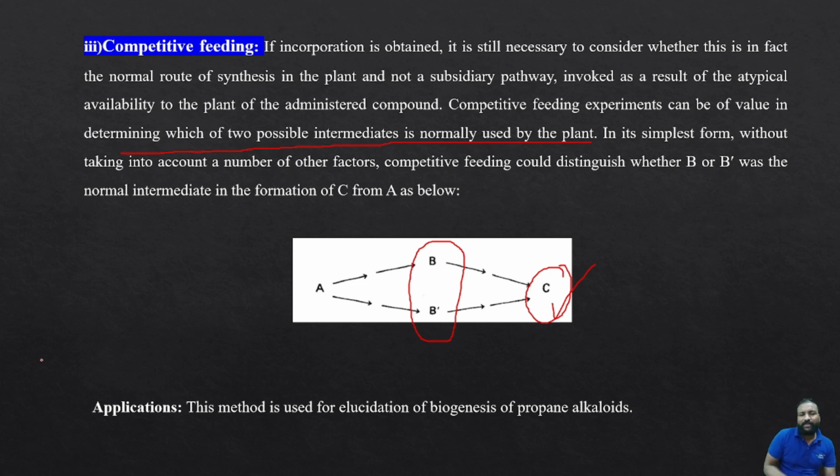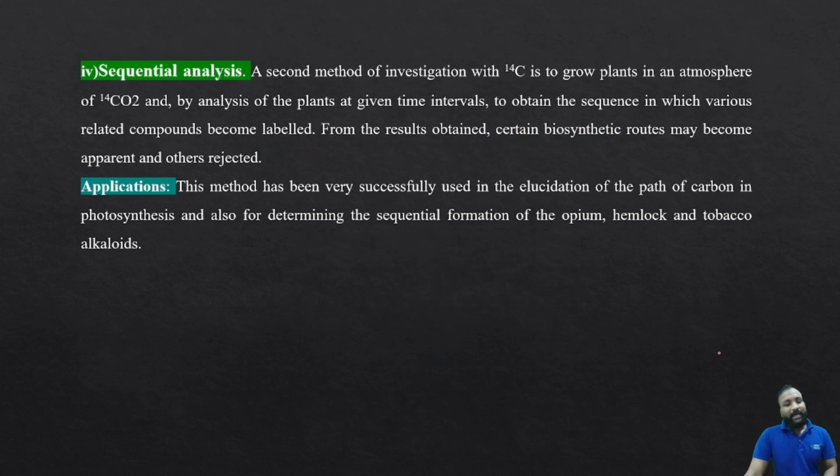For example, C6H12O6, that is glucose. What are the possible precursors? 6 carbon dioxide molecules and 6 water molecules. Like how these are the two possible precursors to form glucose, this method can assess the two possible intermediates for the formation of the end products. Especially this method is used for elucidation of biogenesis of alkaloids. And the next one is sequential analysis.